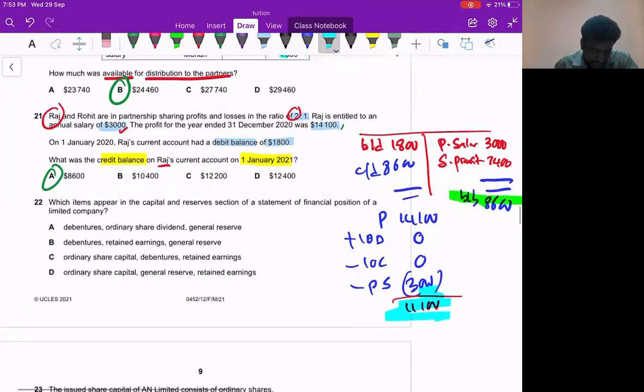Okay, next one. Which item appeared in the capital and reserve section in a statement of financial position of a limited company? They're asking for a limited company. Debenture, confirm wrong. Debenture is a non-current liability. So answer is D. I didn't read the other words, I just read the debenture. Debenture is a non-current liability, so in the capital section it cannot appear. Okay, ordinary share capital, general reserve, and retained earnings.